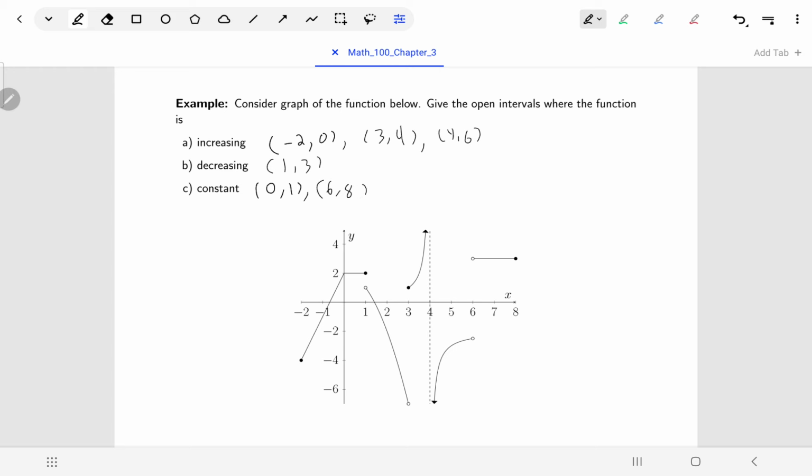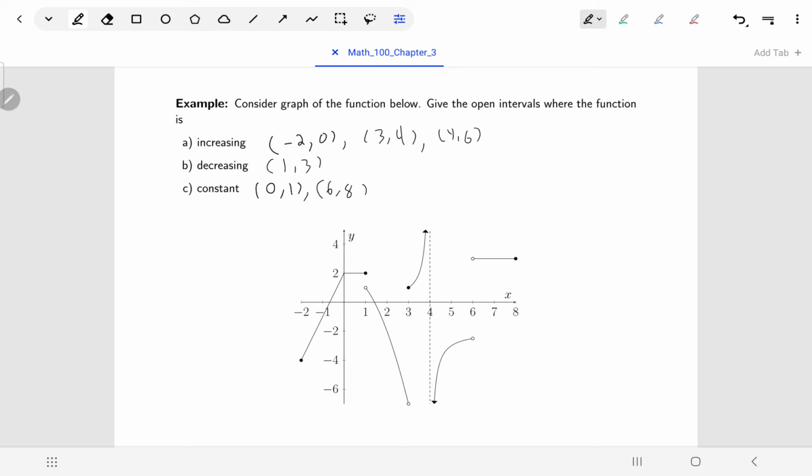I wanted to mention two things about this. One is, you'll notice I had to split up my intervals separately, 3 to 4 followed by 4 to 6. That's because at 4 itself, we're not increasing, we're also not decreasing, because there's no function happening when x is 4. So if you had said we're increasing from 3 to 6, that would actually be incorrect, because you're not increasing at 4 because there is no graph at 4. Because there is no graph at 4, I really have to split it up into two separate intervals.